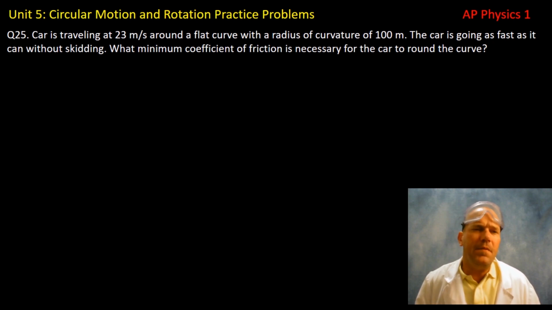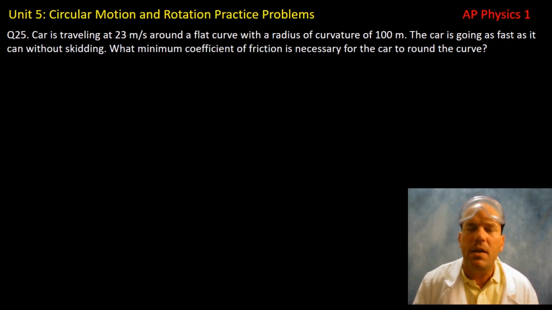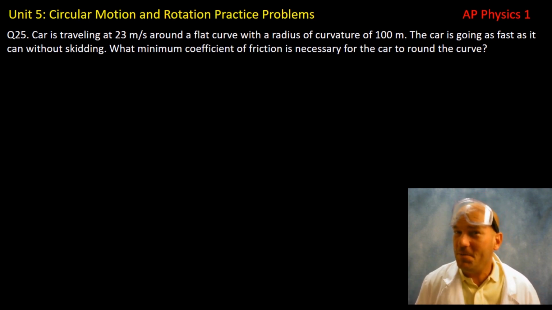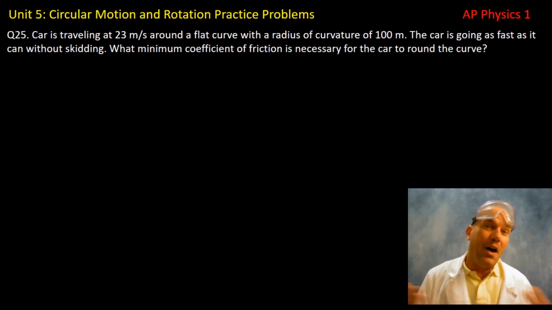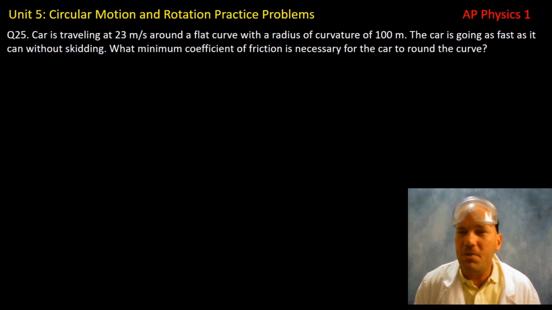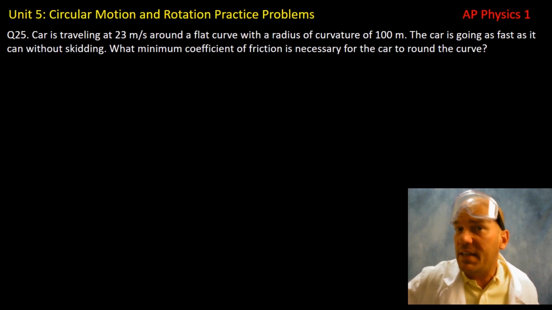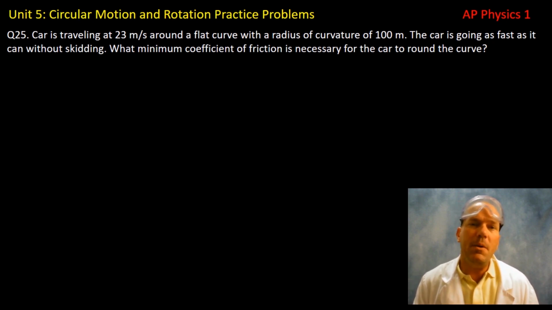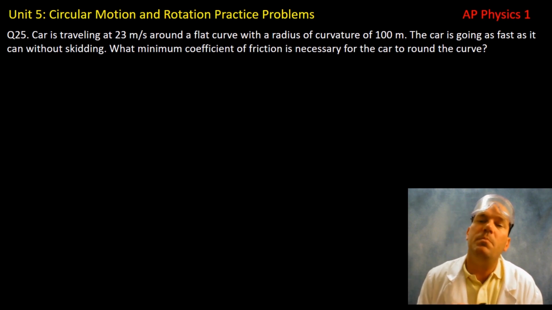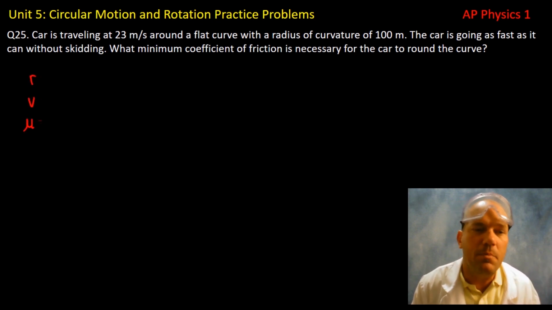In question 25, we have a car that is traveling at 23 meters per second around a flat curve, so we don't need to resolve force normal. There's no banking going on here, with a radius of curvature of 100 meters. The car is going as fast as it can without skidding. What is the minimum coefficient of friction that is necessary for the car to move around the curve without skidding? In other words, to stay in circular motion.